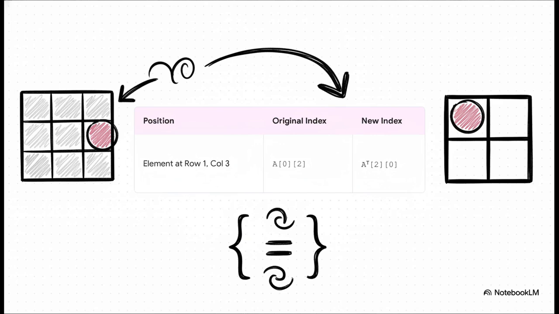And this table makes that rule totally concrete. Let's say we have an element at index 0, 2. In programmer speak, that's the first row, third column. We just apply our rule, swap the numbers, and it moves to 2, 0 in the new matrix, the third row, first column. See? It's a perfect, clean swap.